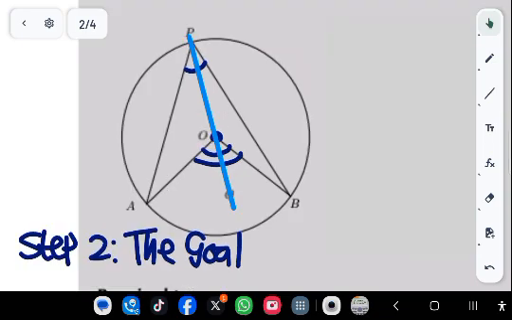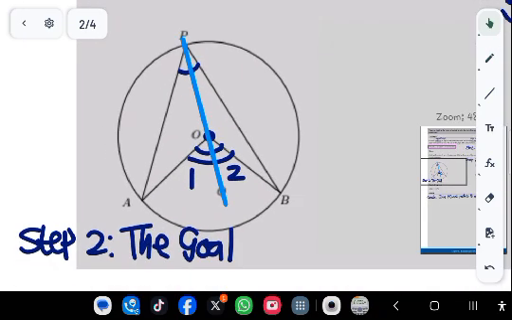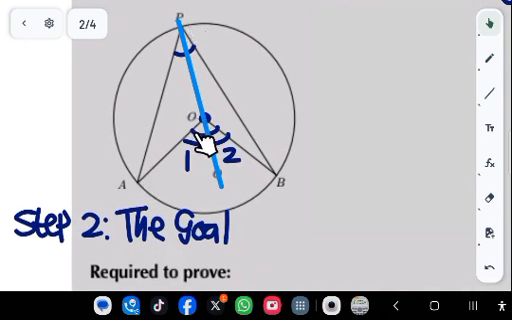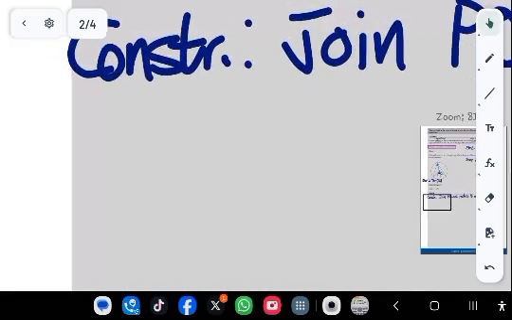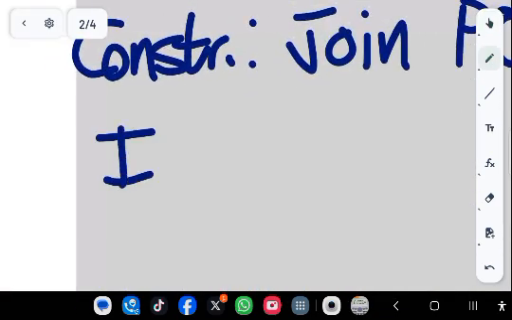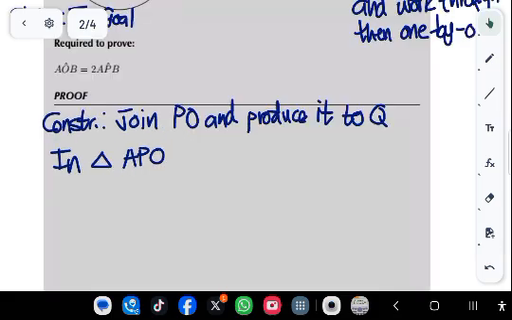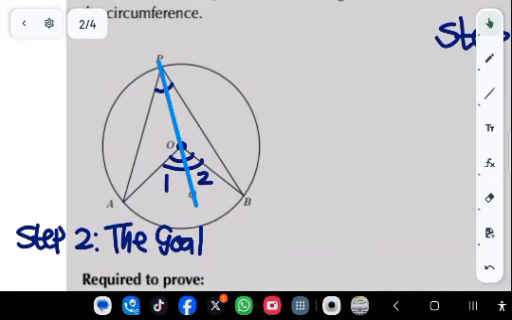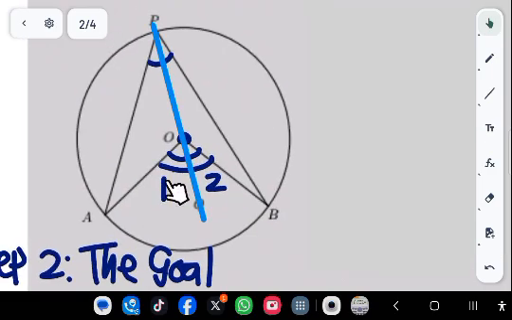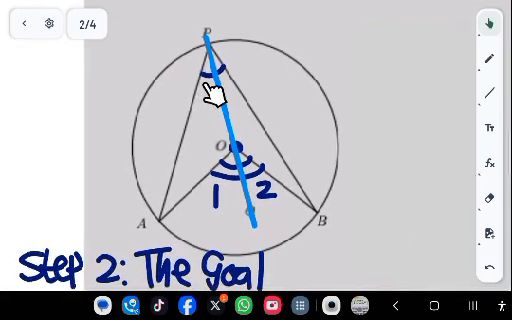Get that all the way to Q and divide this angle into two, angle O1 and angle O2. Now you have triangle APO and triangle BPO. Now here is the proof. In triangle APO, angle O1 is equal to this angle and that angle.